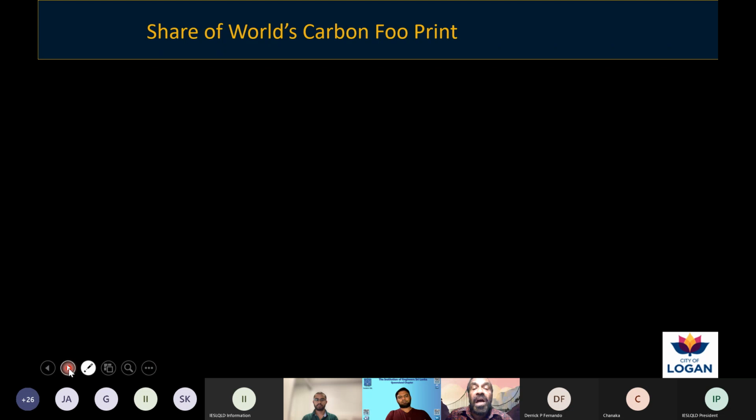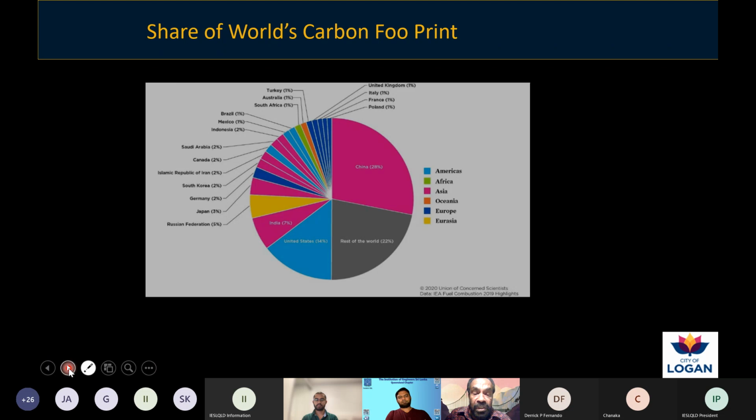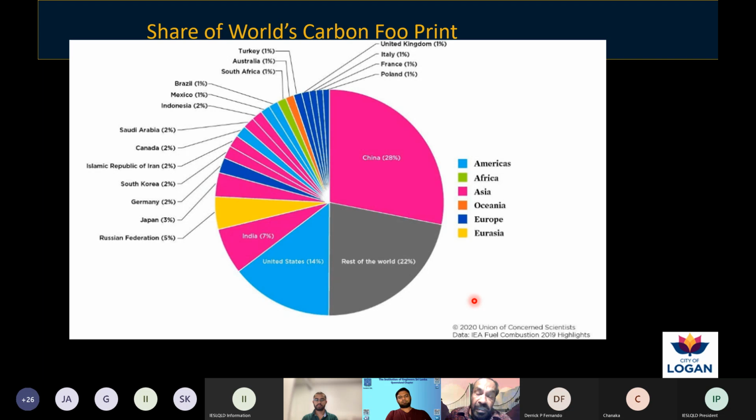Share of world carbon footprint. Now this is actually the snapshot of 2020. As you can see, China is contributing about 28% of the carbon footprint. And now we go back to this. This is one slide I got from the internet. But this means actually China is the biggest culprit.